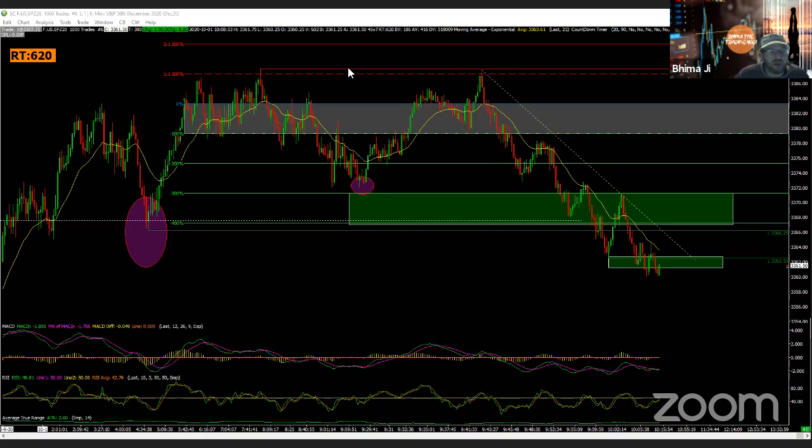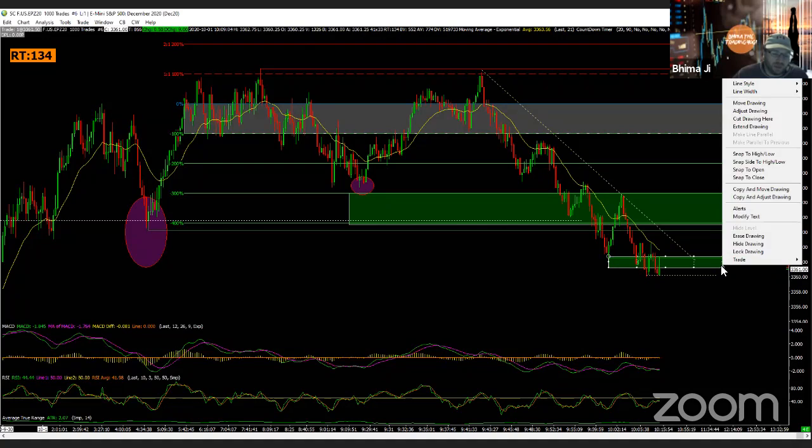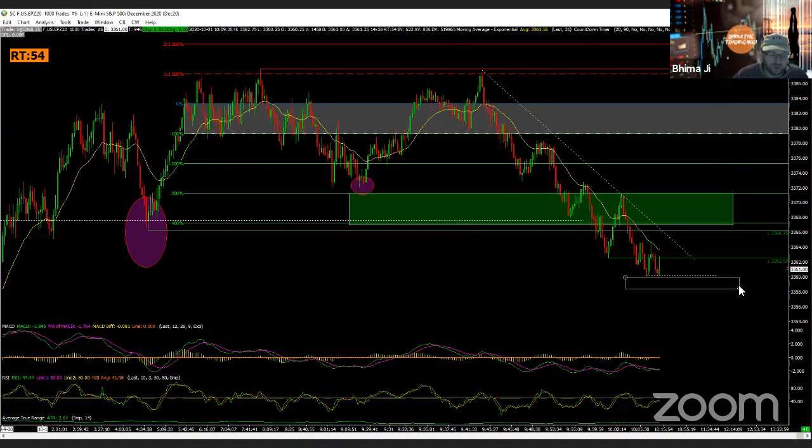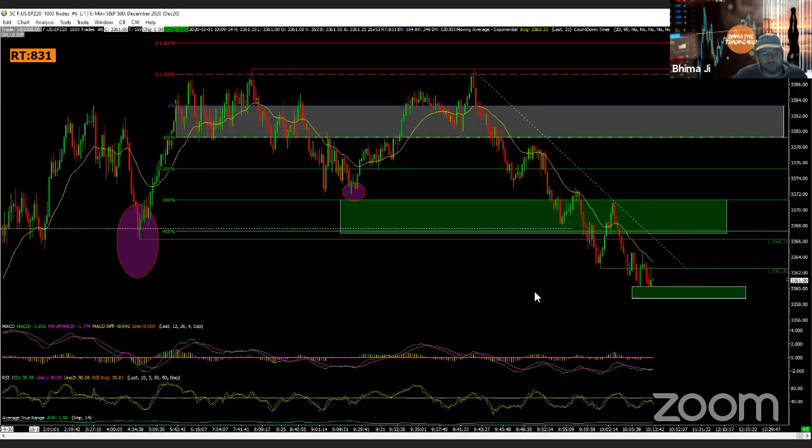You see right here, we have a double bottom, right? We got a double bottom right here, indicating that our buyers might be right here. Let's see if they'll be able to defend this zone. Let's see if they can defend it.